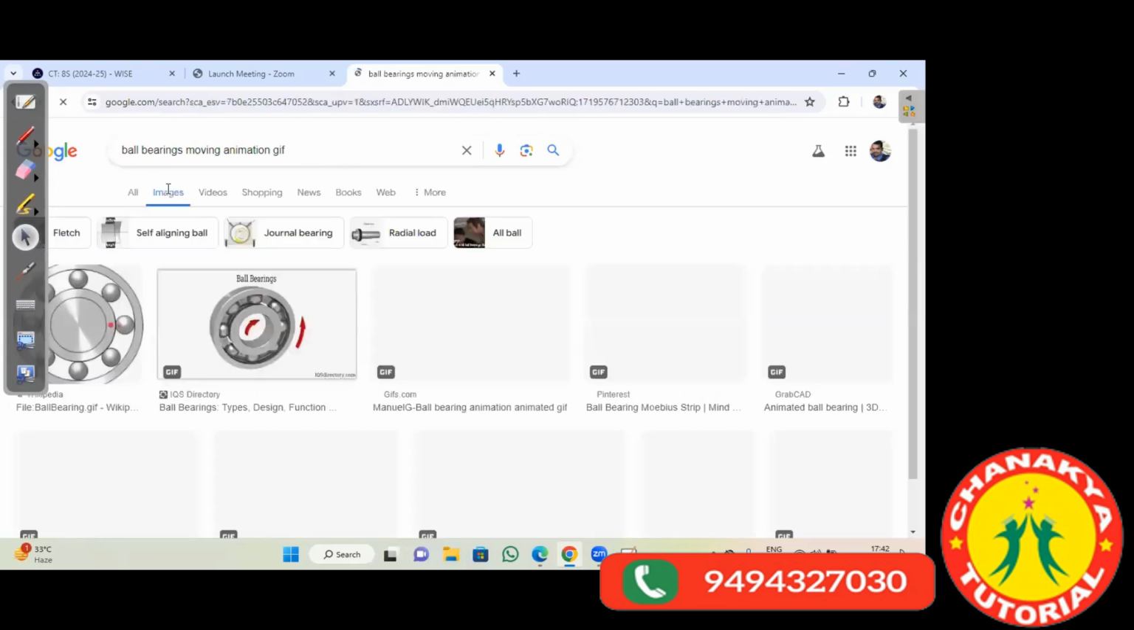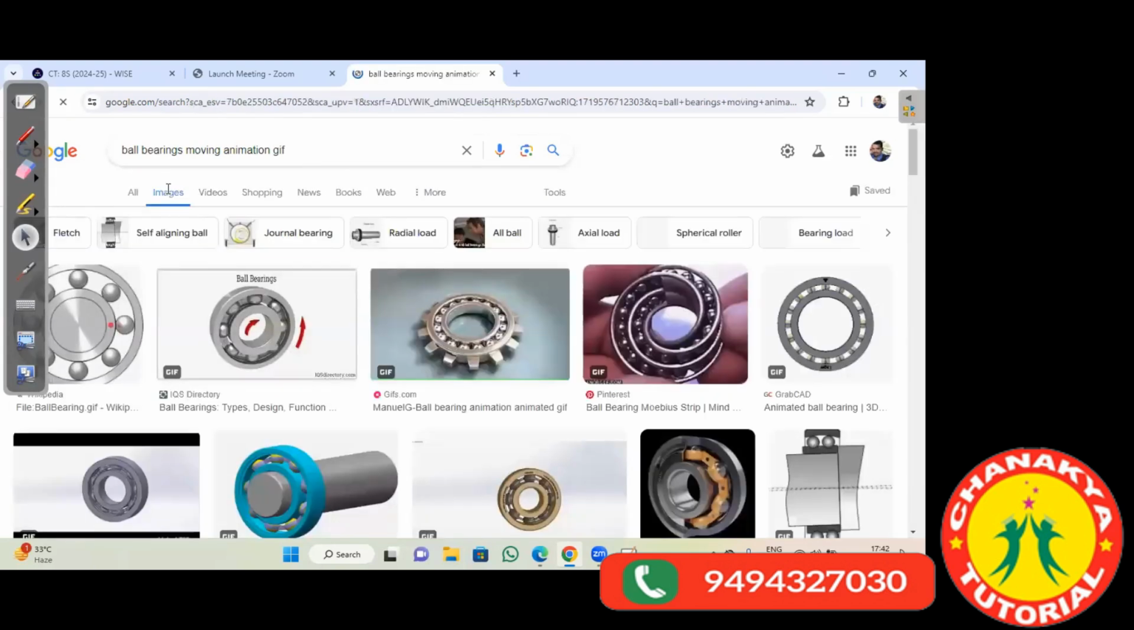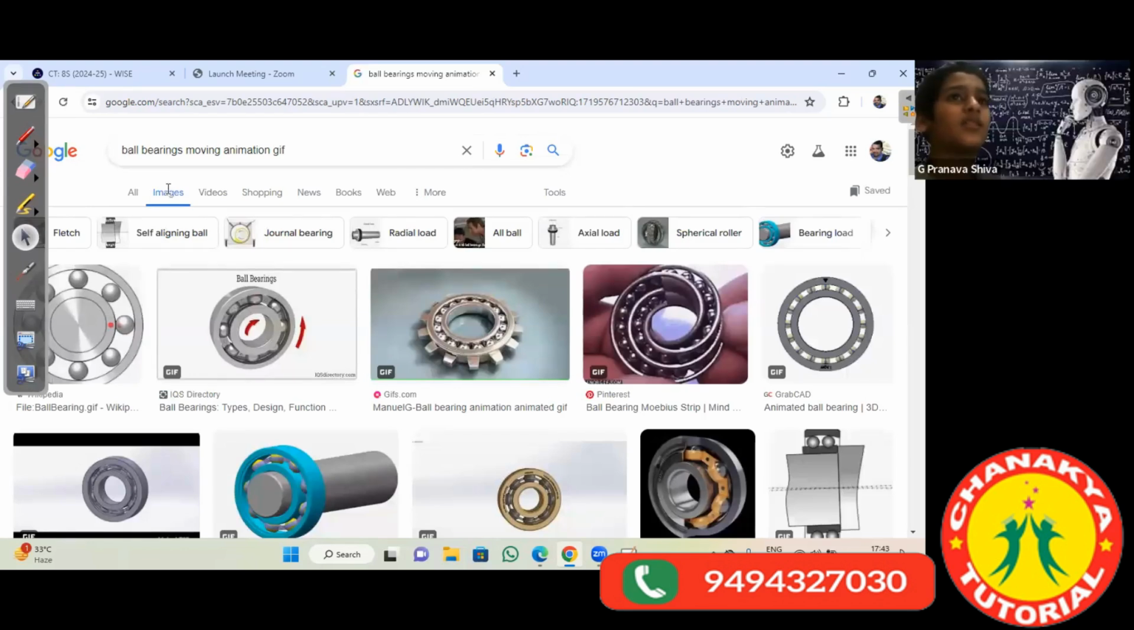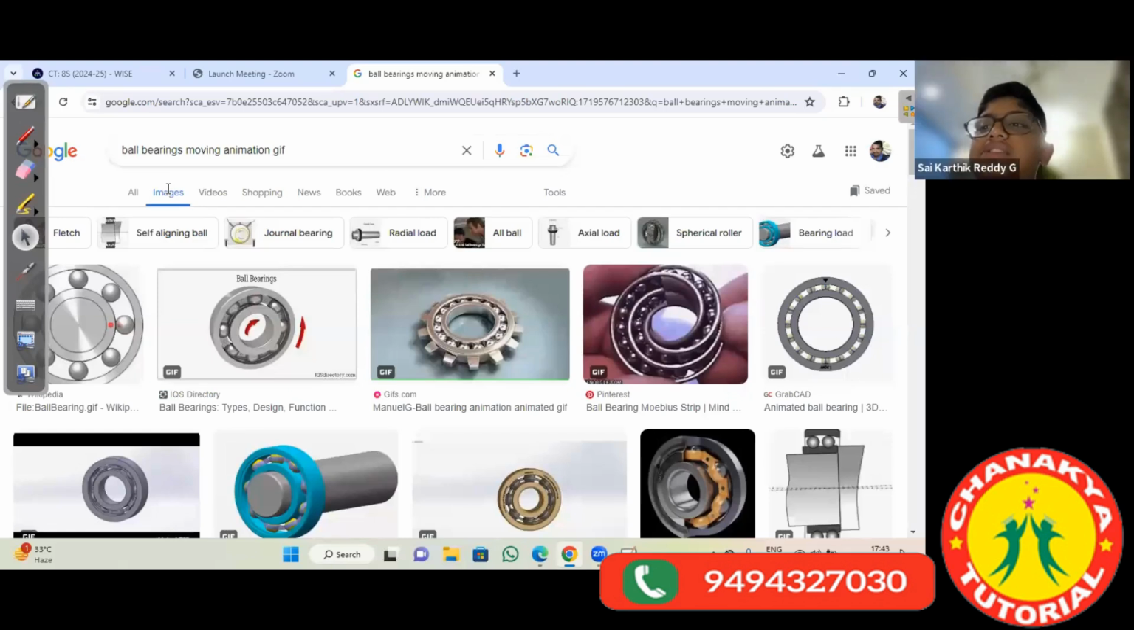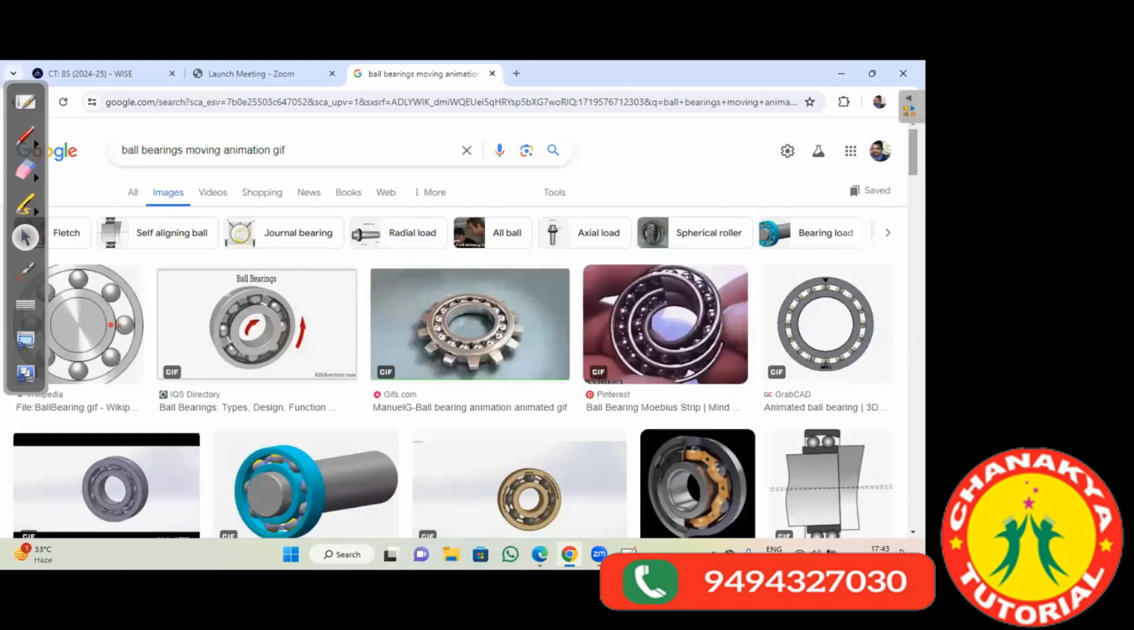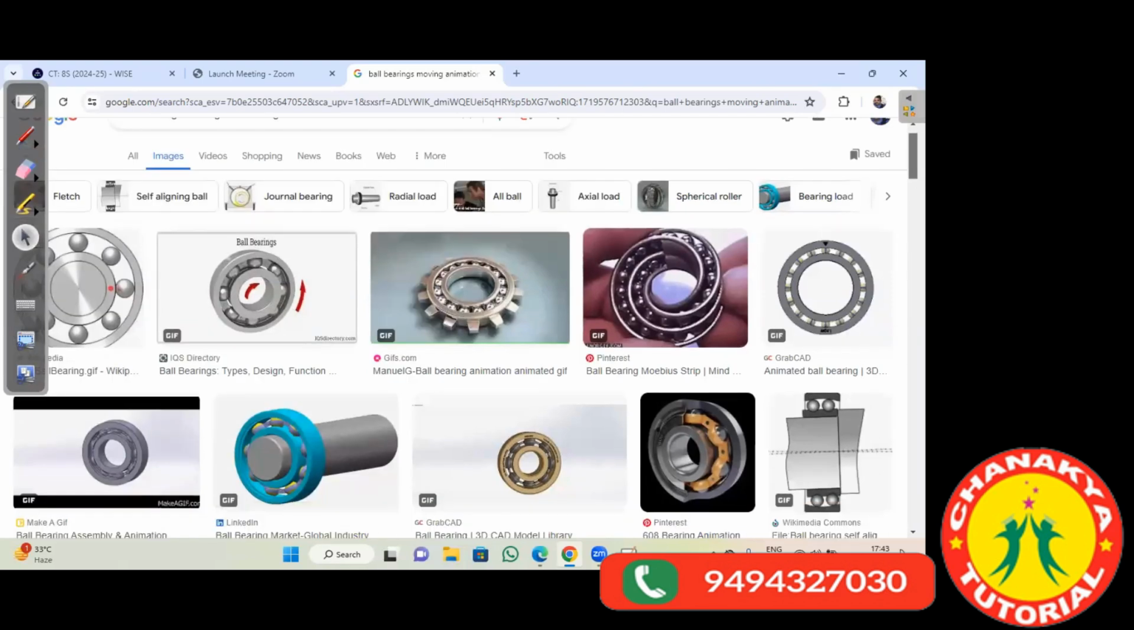So have you seen ball bearings anywhere? In a fidget spinner, skating shoes, they are also used in bicycles.